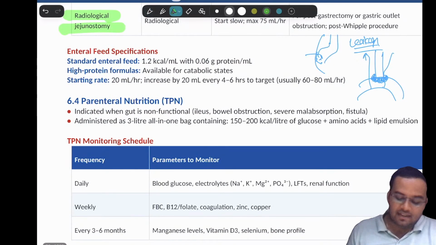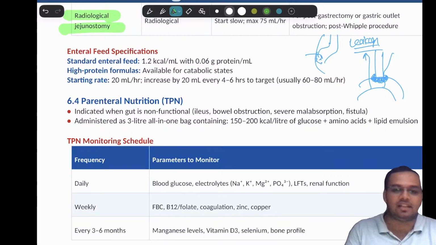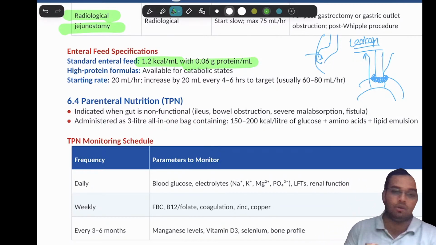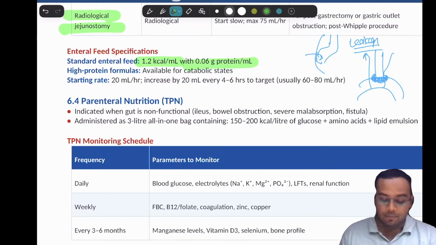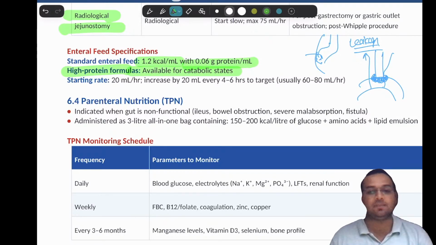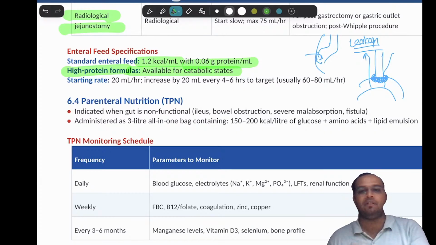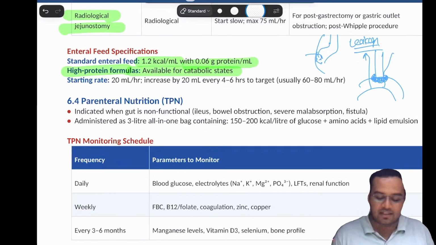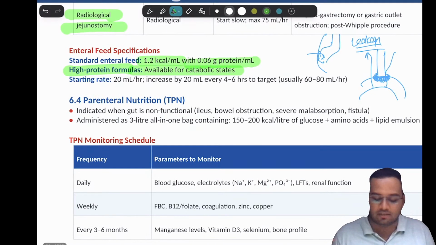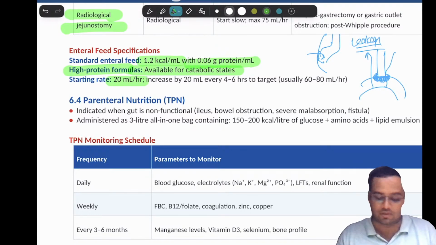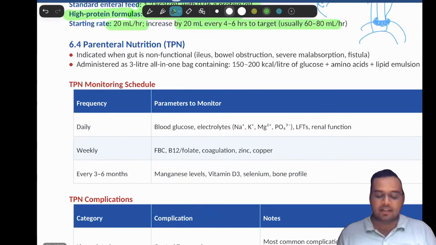So again, as I said, start enteral feed. Whenever you are starting an enteral feed, start with approximately 1.2 kilocalories per ml with 0.06 gram of protein. Again, these are factual questions; the toppers will remember it, or else leave it. Protein formulas are available for catabolic states, because we saw that when the patient goes into catabolism, muscle starts getting wasted. So to prevent muscle wasting, we are going to start this. And start from less. Give a smaller amount of fluids, because the patient might have refeeding syndrome, which we are going to talk about shortly. Then comes parenteral nutrition.